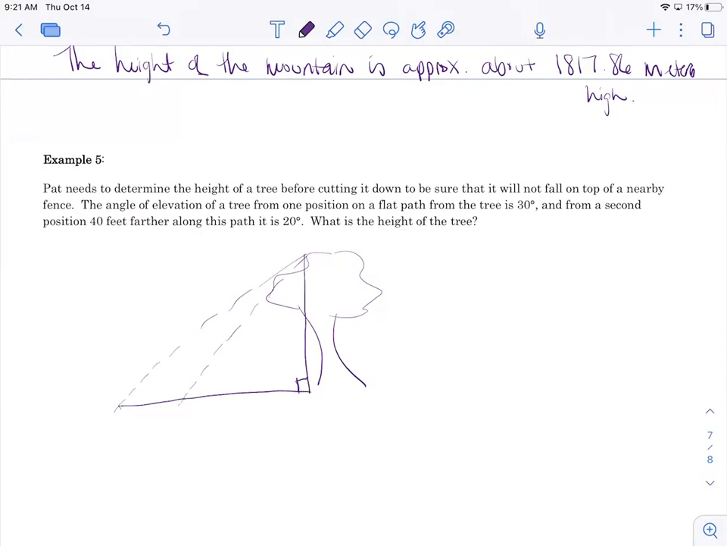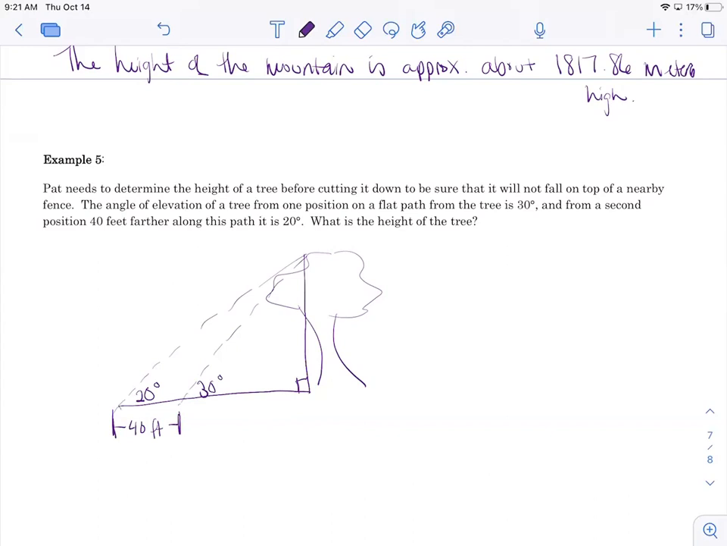So again, this is where it can get confusing. Where do you put the 30 and 20? Well, if you're closer to the tree, you have to look further up. So that's why your 30 degrees would go here and your 20 degrees would go here. And then this is your 40 feet. So you can see how it's set up pretty darn similar.